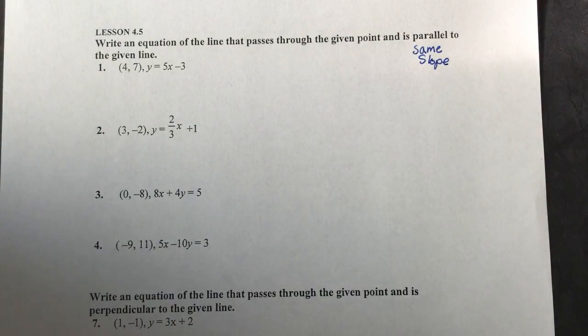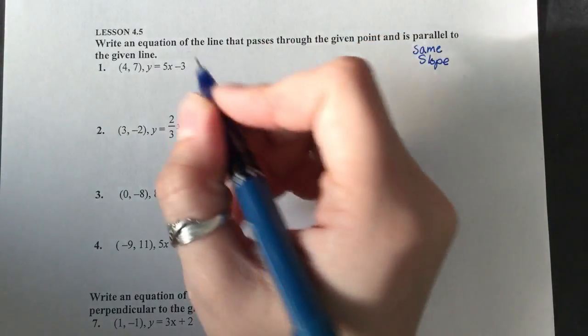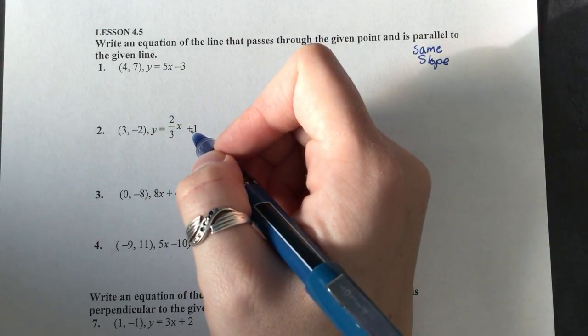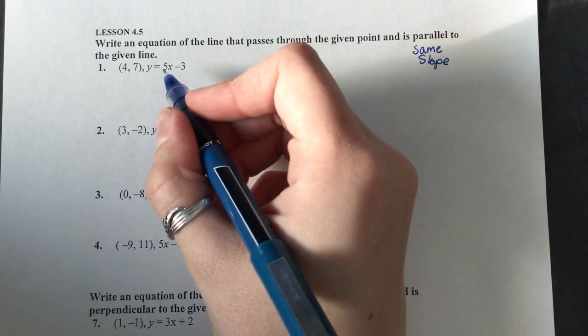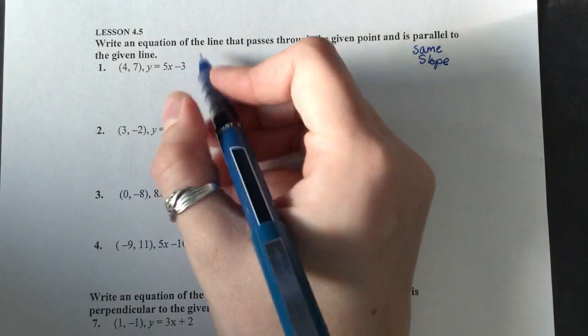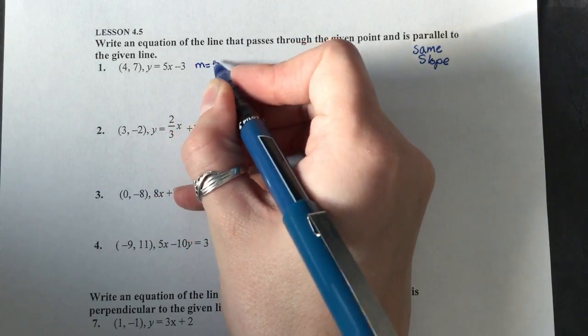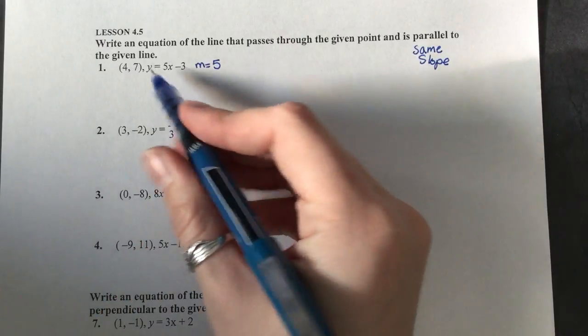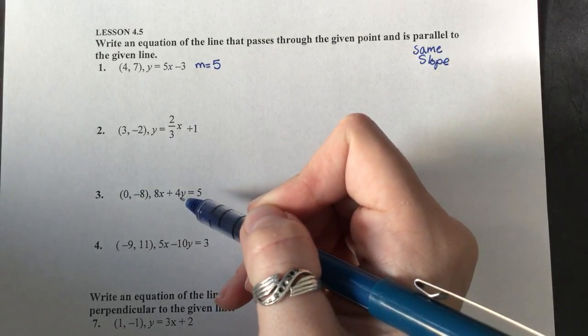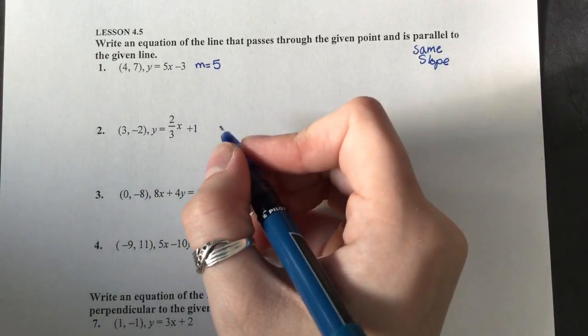Okay, so we want to write the equation of a line that passes through the given point and is parallel to the given line. So we need to decide what our slope is. Looking at this equation, what is our slope? Well, that line is in y equals mx plus b, and m is our slope, so our slope is 5. We are given a point, x, y, and m. The easiest equation to write with a point and a slope is point-slope form.